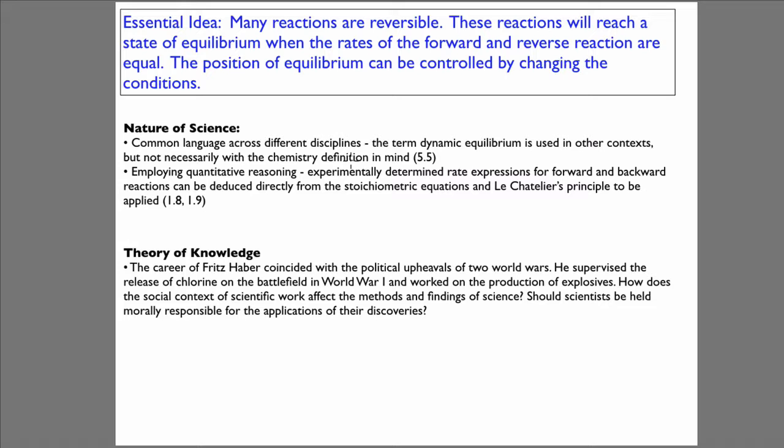Nature of science: common language across different disciplines. The term dynamic equilibrium is used in other contexts, but not necessarily with a chemistry definition in mind. Employing quantitative reasoning: experimentally determined rate expressions for forward and backward reactions can be deduced directly from the stoichiometric equations and Aristotelian principle. Theory of knowledge.